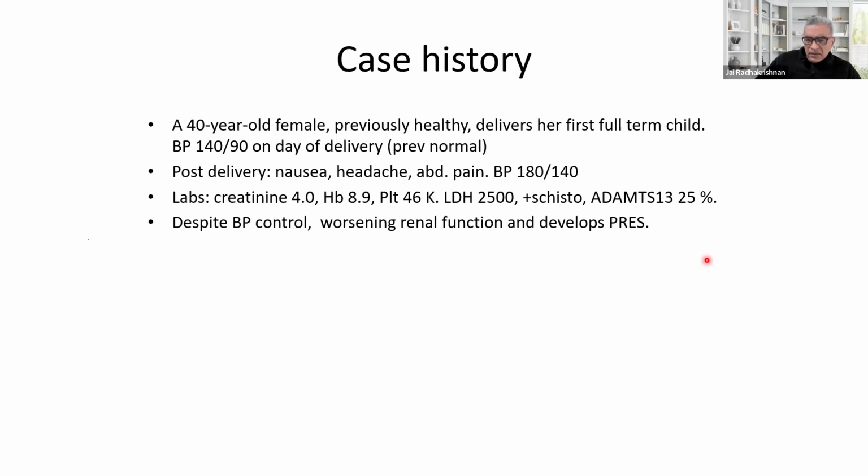She had a dropping hemoglobin and platelet count, LDH was sky high, and she had schistocytes. So a rapid diagnosis of TMA was made, and then ADAMTS13 was sent, and the level was 25% of normal. And despite blood pressure control, the kidney function kept worsening, and she, in fact, developed PRES, posterior reversible encephalopathy, and seized. So the question was, what does she have at this point in time?